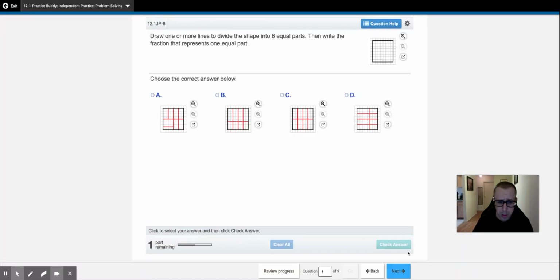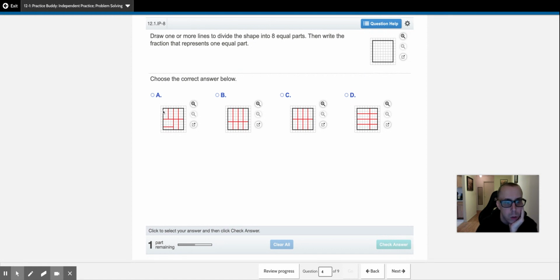Especially if you find this to be a review and you'd like to just try, maybe the next one will be more challenging. Okay, now here, we need to look for the square that has 1 or more lines drawn to divide the shape into 8 equal parts. I'm looking for 8 equal parts. Every single one of these shapes has 8 equal parts. If you can identify it quickly, that's great. If not, count each part, okay?